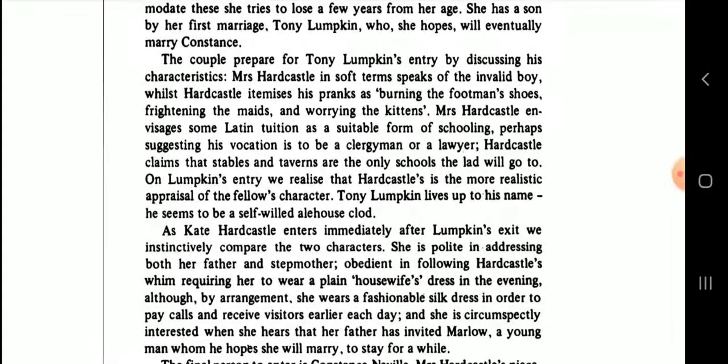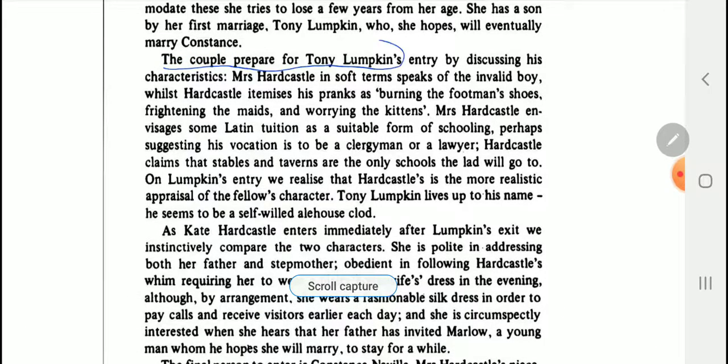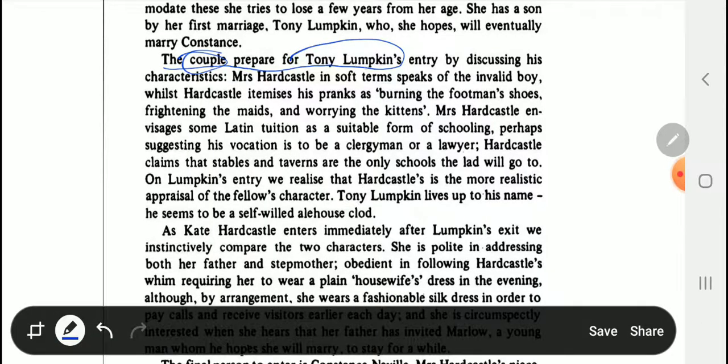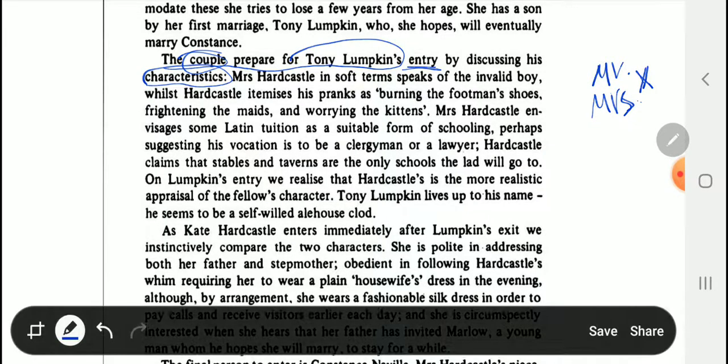So let's come here to the couple preparing for Tony Lumpkin. Who are the couple? Mr. and Mrs. Hardcastle. They prepare for Tony Lumpkin's entry by discussing his characteristics. So, students, at the beginning we have Mr. Hardcastle and then Mrs. Hardcastle, and we saw the difference between those two characters. Right now we have Tony Lumpkin, and let's see his characteristics.